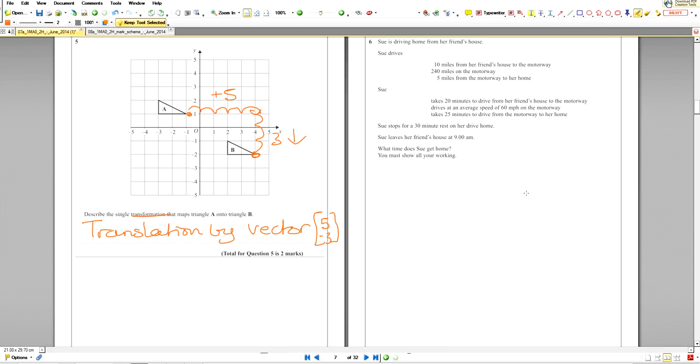Okay, Sue is driving home from a friend's house. Sue drives 10 miles from a friend's house to the motorway, 240 miles on the motorway, 5 miles from the motorway to her home. Okay, so it says here Sue takes 20 minutes to drive from a friend's house to the motorway. Then she drives an average speed of 60 miles per hour on the motorway, and she takes 25 minutes to drive from the motorway to her home. Sue stops for 30-minute rest on her drive home. Now, this question is a question to do with time.